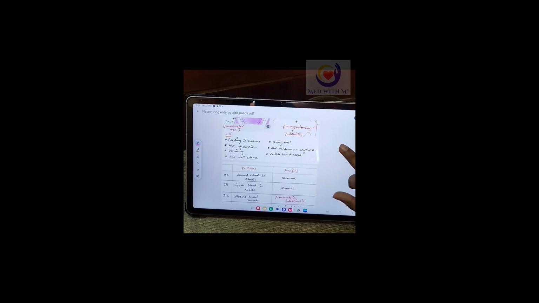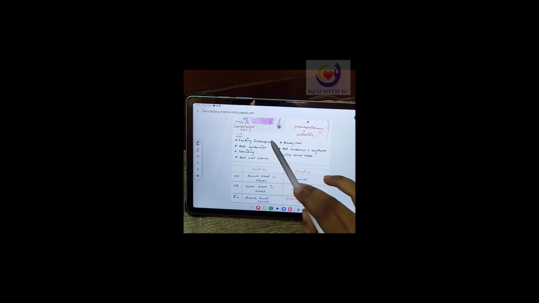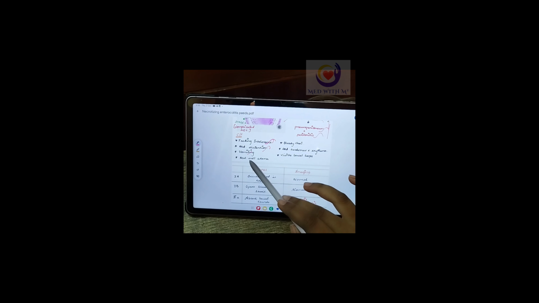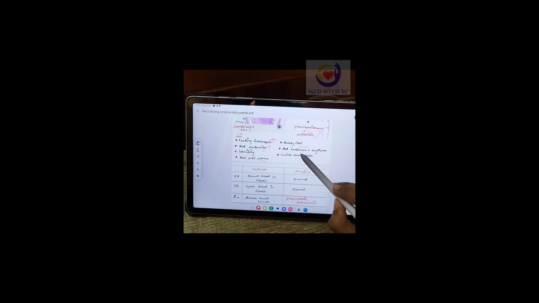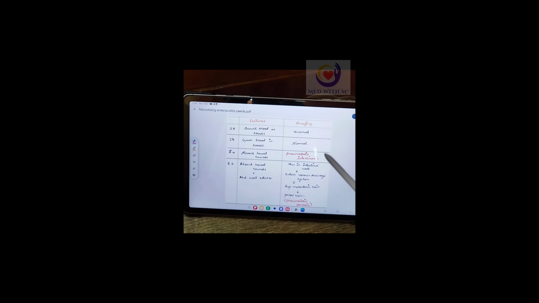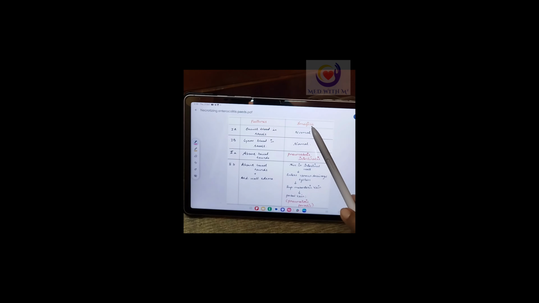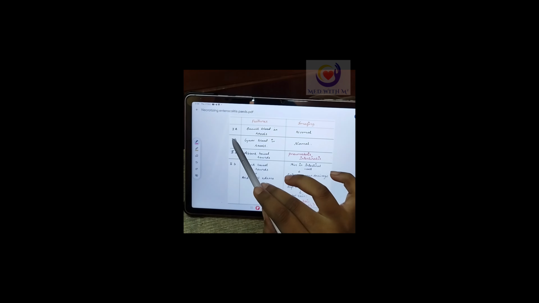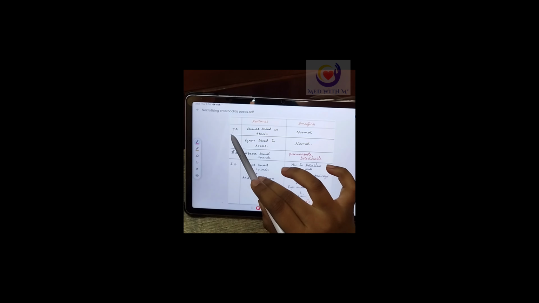These are the clinical features: feeding intolerance, abdominal distension, vomiting, abdominal wall edema, bloody stool, abdominal tenderness and erythema, and visible bowel loops will be present. Now we can see the features in a table form: suspect NEC, definite NEC and complicated NEC. The suspect NEC is divided into 1A and 1B.